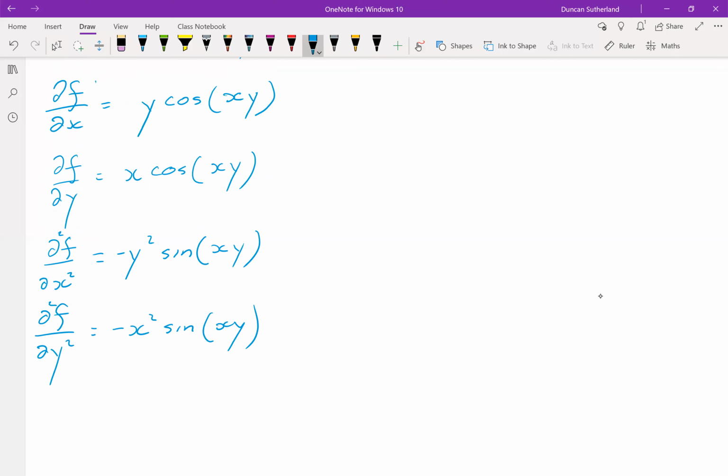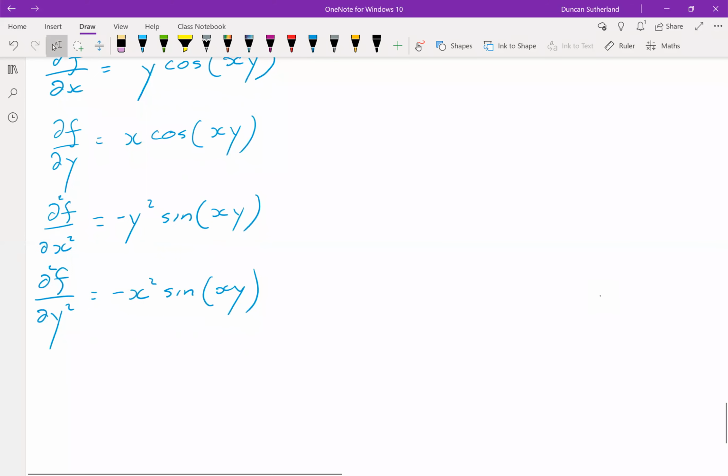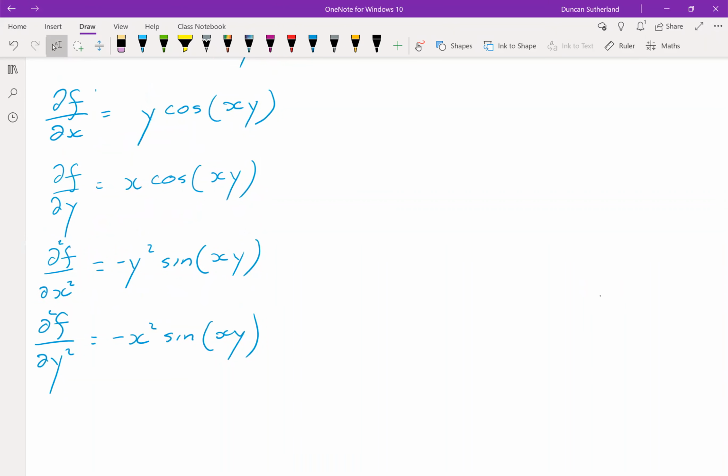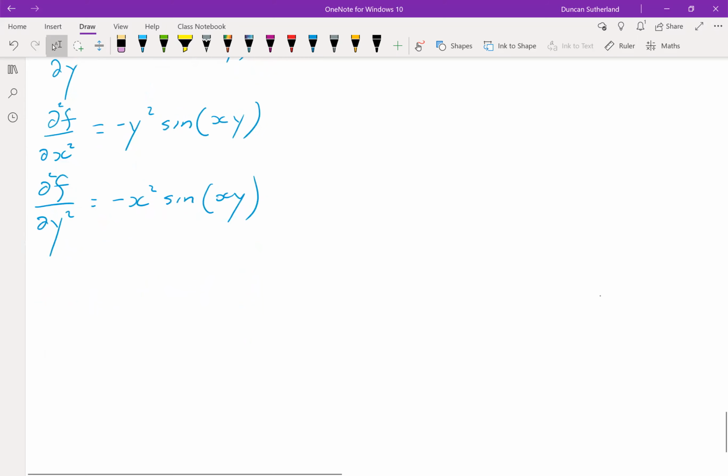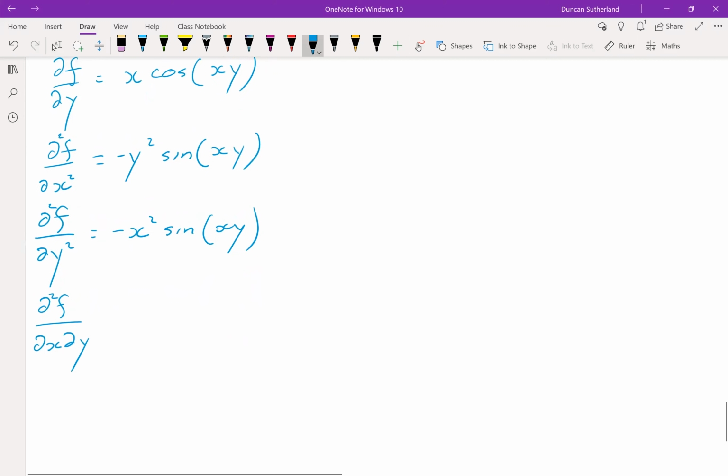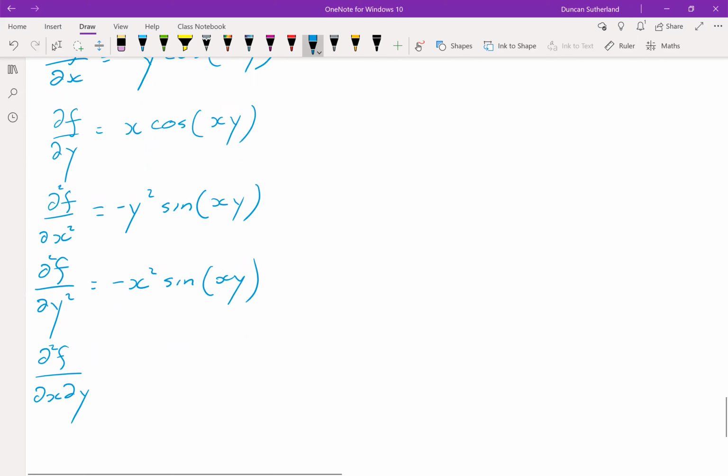All right, and remember, we use the function of a function rule again. We differentiate cosine, we get sine, we get a minus sign. And then we've got to differentiate the argument with respect to y, we get another factor of x. Now, something that doesn't happen in ordinary derivatives is the idea of a mixed derivative. So d²f/dx dy, that says you do dy first and then you differentiate with respect to x.